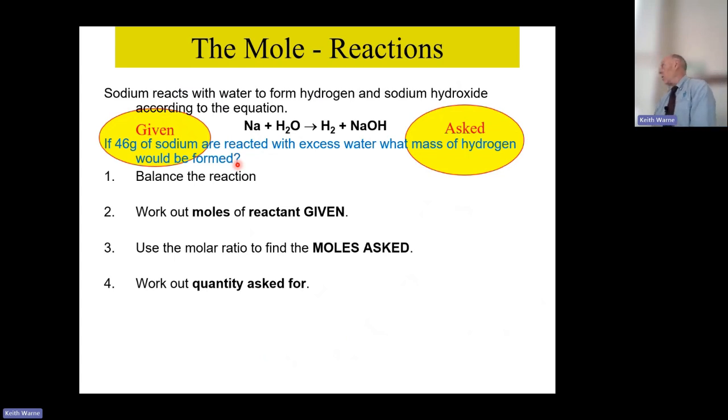The same 4 steps will give you the correct answer in any stoichiometry question.